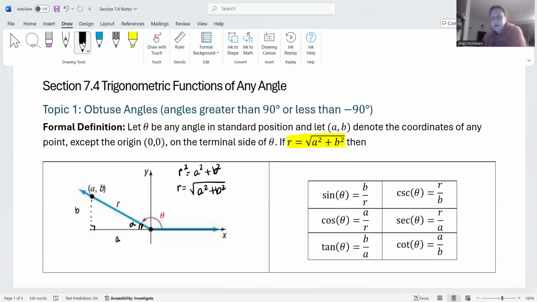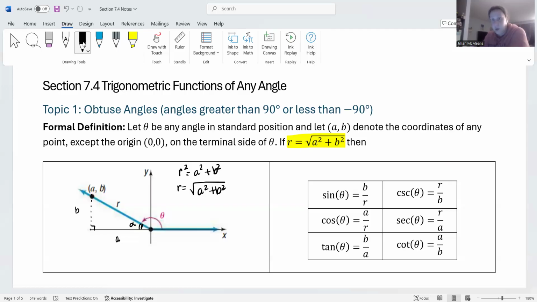So with this idea of an obtuse angle that has an arbitrary point (a, b) on the terminal side, we can say that the trig functions are as follows. Sine of theta is going to be the coordinate b, like that y coordinate, divided by whatever r is. Cosine is going to be a divided by r. Tangent is going to be the coordinate b divided by the coordinate a.